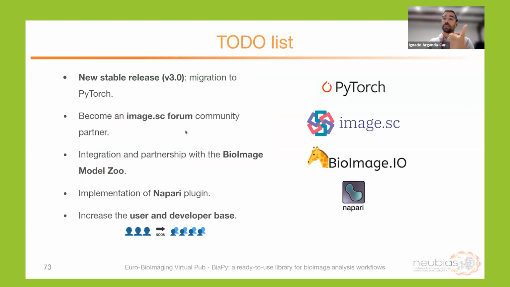We want to partner with the Image.sc forum, so we can redirect all the questions and doubts to the forum. We want to also integrate and partner with the BioImage Model Zoo. So again, answering one of the original questions, we would like to have pre-trained models already up there, or models from our own publications. We've been asked to create a napari plugin, which I think is interesting for this part of the community. And I think the most important thing is that we need to increase our community, right? So both user and developer numbers should increase in order for this to be successful.